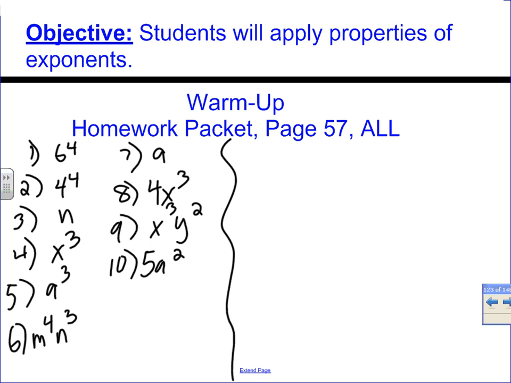Let's move over to the right side. The top had 1 through 6. Bottom has 7 through 12. So Donatus, number 1 on the right side. Okay, 1 over 4 cubed.